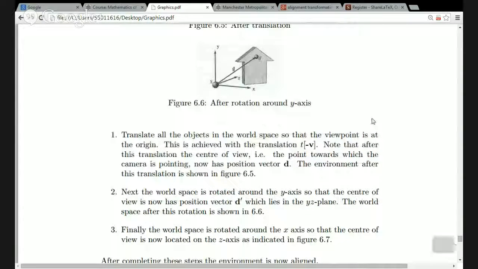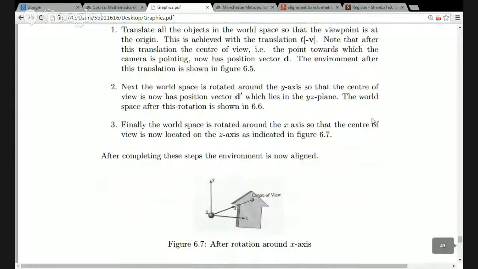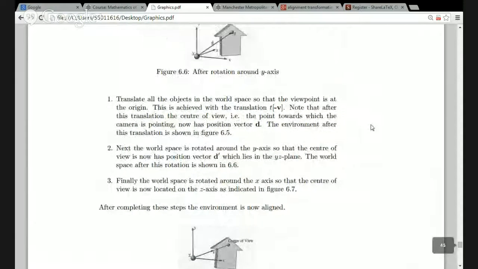And then, as this picture suggests, you then have this new center of view point with position vector D prime. You then just need to rotate so that that moves down onto the origin. And that's going to be a rotation around the x-axis, one of these pitch rotations. Okay, just rotate the whole environment so that D goes down onto the z-axis. Okay, and that's kind of shown there. The effect of that is shown in figure 6.7.